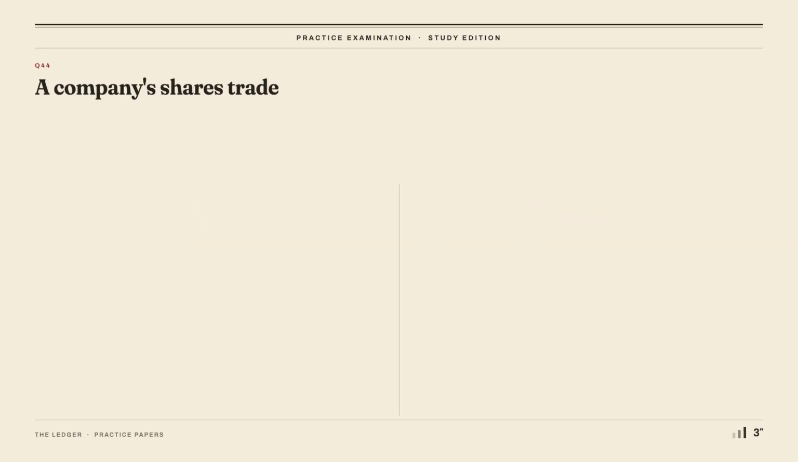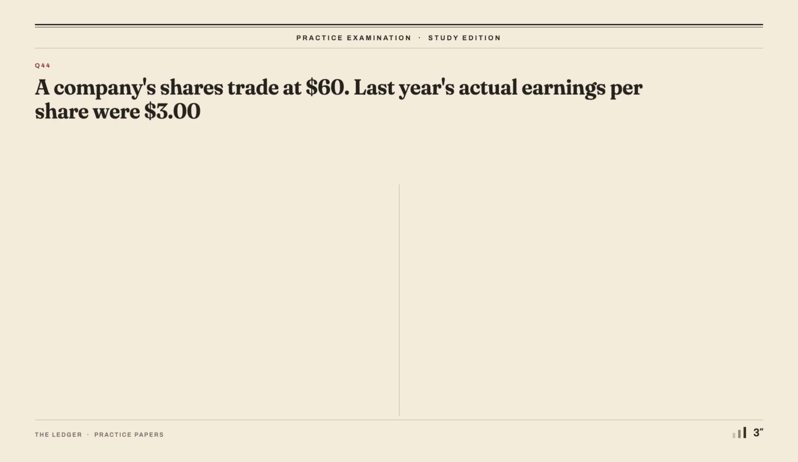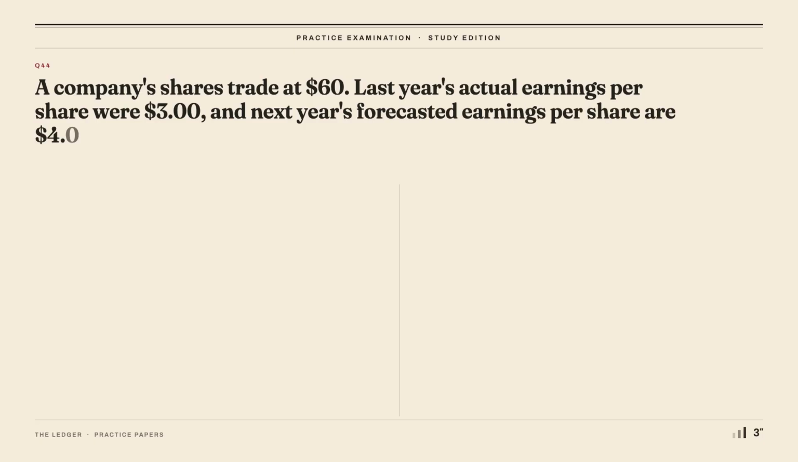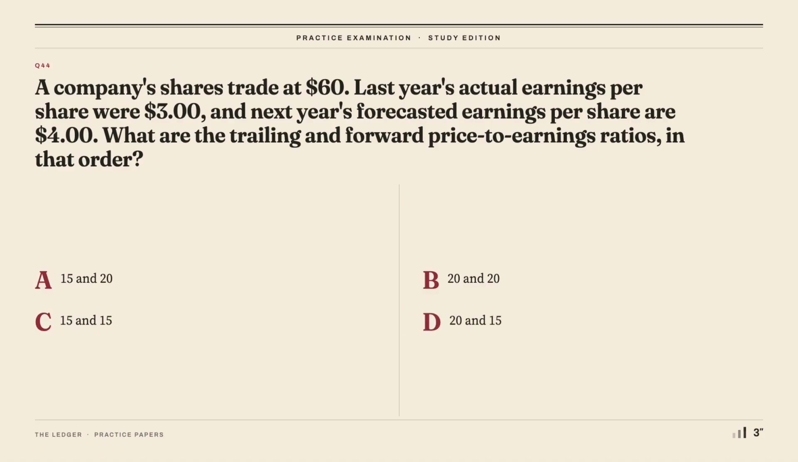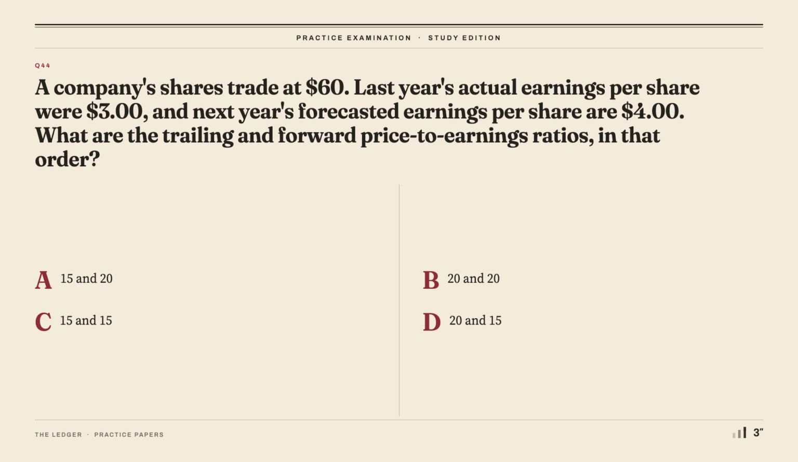Question 44. A company's shares trade at $60. Last year's actual earnings per share were $3.00, and next year's forecasted earnings per share are $4.00. What are the trailing and forward price to earnings ratios, in that order? Your options are A, 3 and 20; B, 20 and 20; C, 15 and 15; D, 20 and 15. What's your answer? Commit to one before I continue.